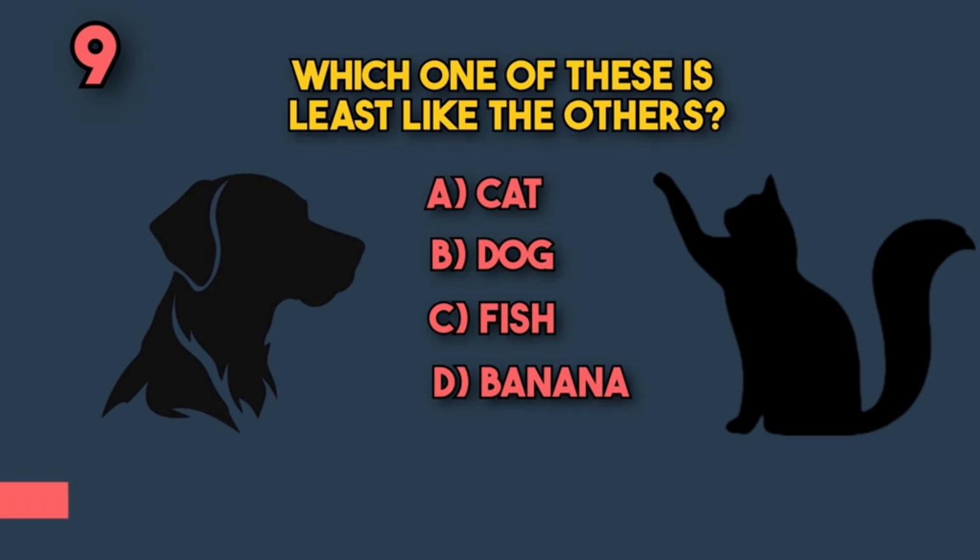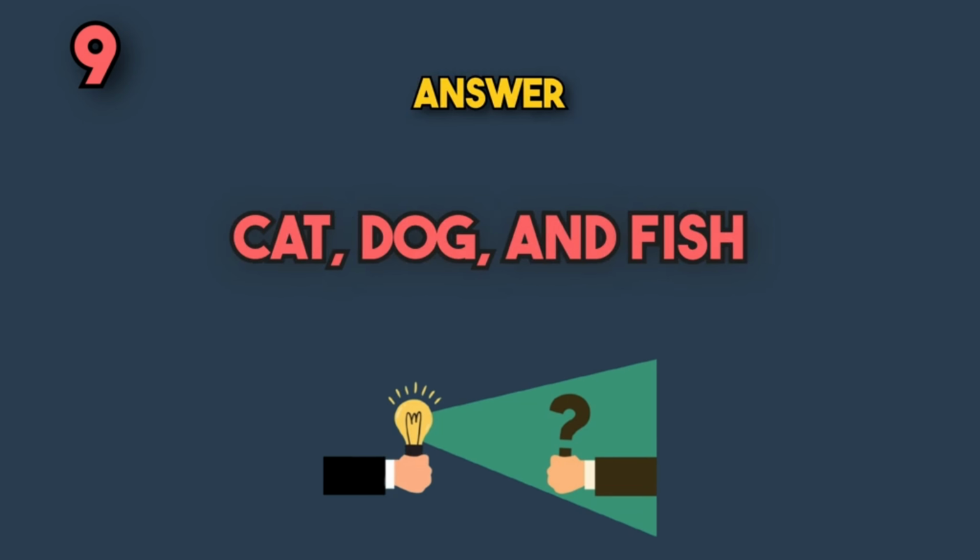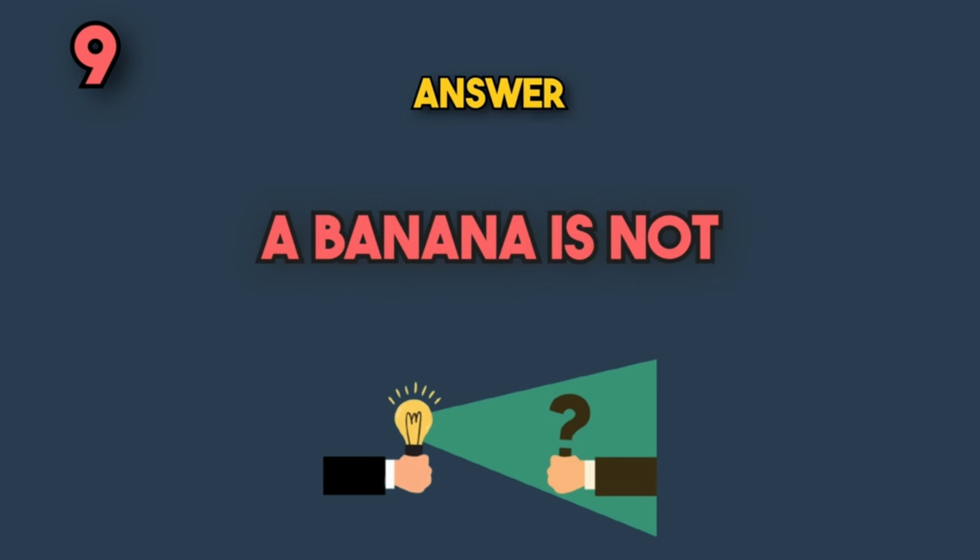Which one of these is least like the others? The answer is D, banana. Cat, dog, and fish are animals. A banana is not.